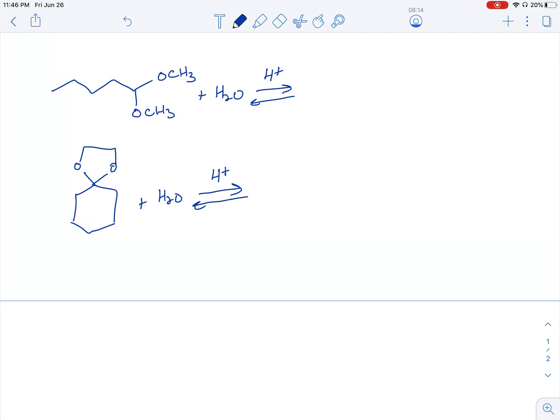All right, so let's see what else these are good for. So let's try this. So here's a problem. And let's say that I want to take this and I want to synthesize this, right? So give me a reagent that would be able to do this transformation, right? Go ahead and pause the video and pick what you believe the answer to be.